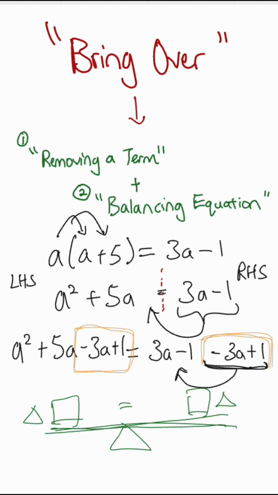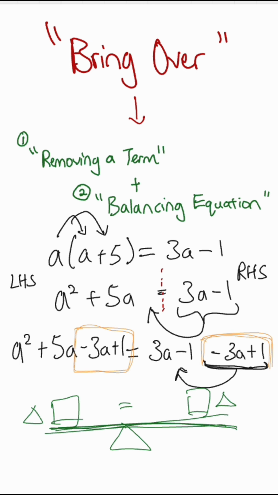Okay, don't mind my drawing, it's supposed to be straight. Yeah, so this is the meaning of bringing over. And when we invert a sign, see over here is negative 3a instead of positive 3a, and here is plus 1 instead of negative 1, right? We invert a sign when we cross the equals line, right?